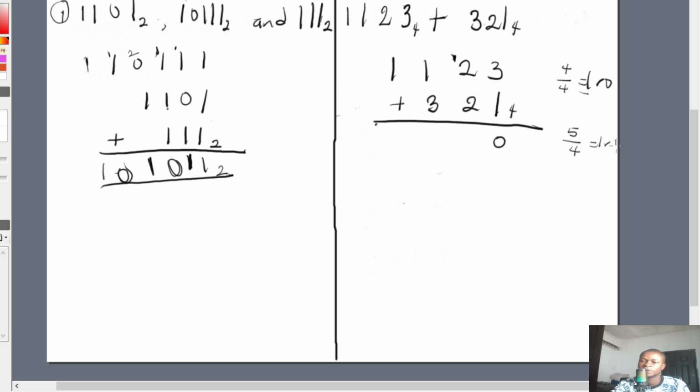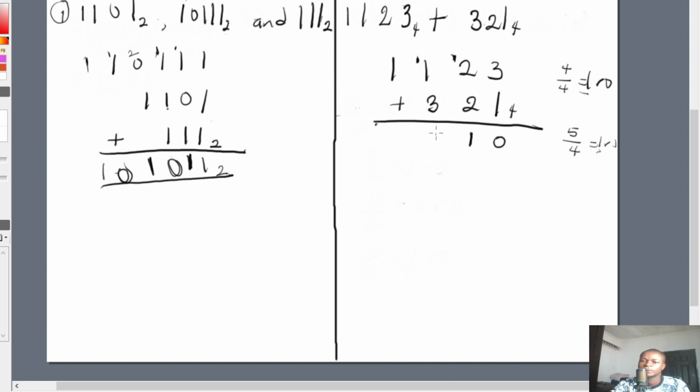That's 1, remainder 1. So you have 1 here. So we have this guy here, carry this 1 here. So obviously we are going to have 1 here from my explanation. So we have 1 plus 1, which is 2, plus 3, which is 5 again. So we follow the same procedure.